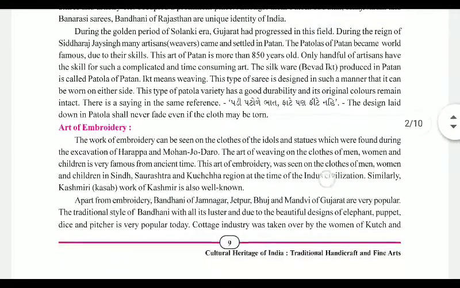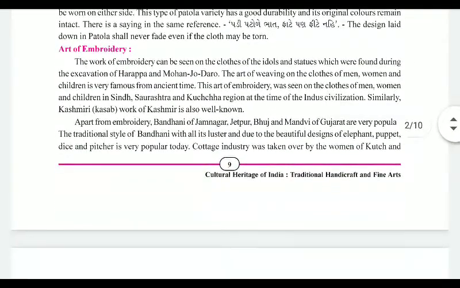Art and embroidery. The work of embroidery can be seen on the cloth of idols and statues which were found during the excavations of Harappa and Mohenjo-daro. The art of embroidery on the cloth of men, women, and children is very famous from ancient times. This art of embroidery was seen on the clothes of men, women and children in Sindh, Saurashtra, Kutch region at the time of the Indus civilization.